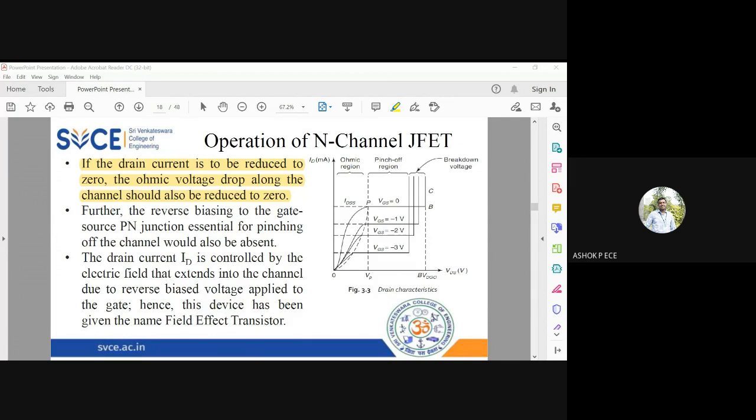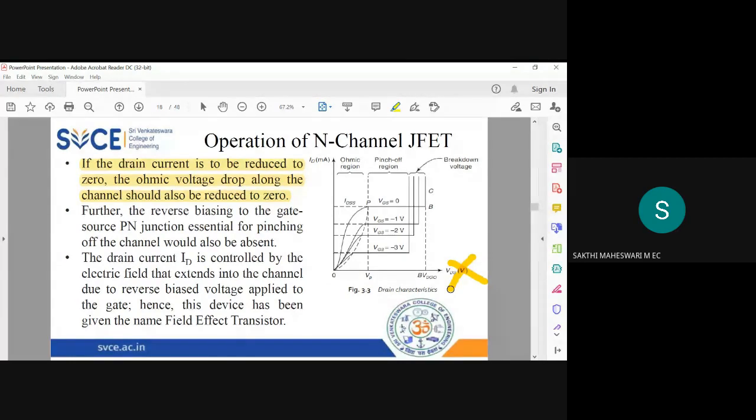If I adjust VDS, should ID be 0? No, if I adjust VDS, can I make the drain current zero? When I adjust VDS, the drain current is always increasing, correct? By adjusting VDS, I cannot make my drain current zero. Then where is the trick?